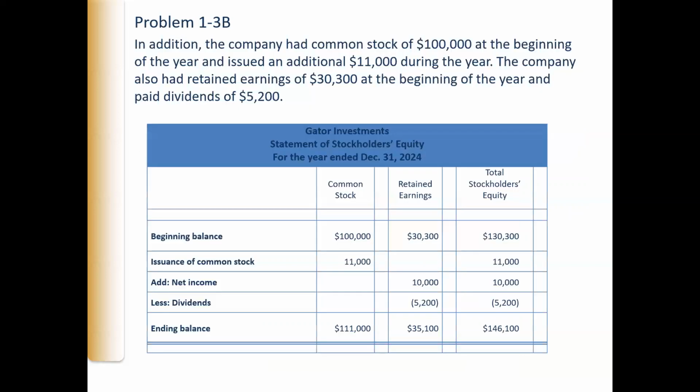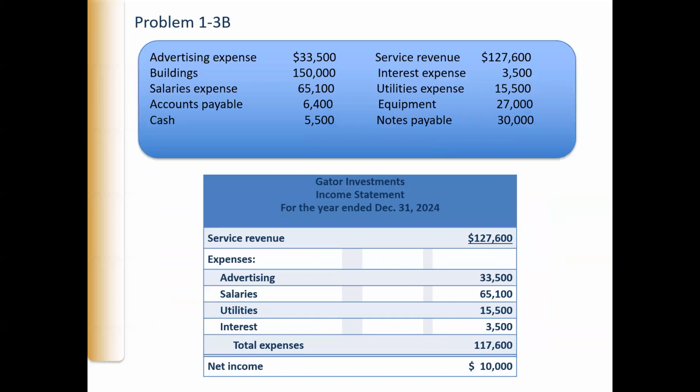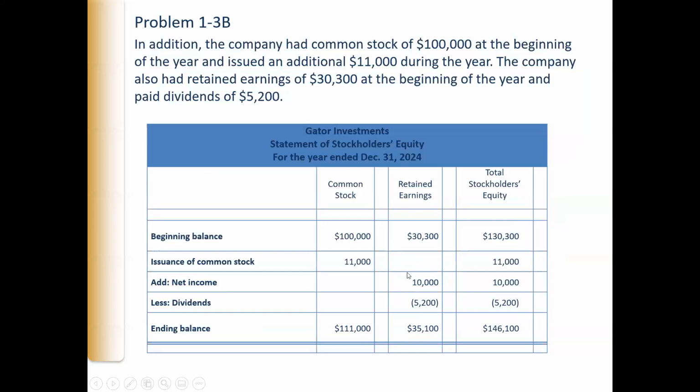Now, the next statement we're going to do is the statement of stockholders' equity. It tells us the company had common stock at the beginning of the year of 100,000. And it had retained earnings at the beginning of the year of 30,300. So we show those beginning balances. It said it issued an additional 11,000 of stock during the year. Plug in that part. It said it paid dividends of 5,200 during the year. We'll put in this. Remember, when you pay dividends, it's always a subtraction. Then we will need to show our net income from our income statement, which was 10,000. So we will put in our income here.